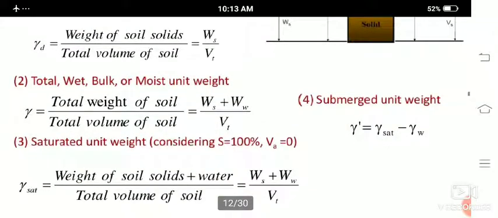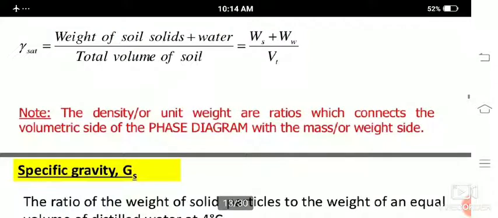In the same way, saturated unit weight is considered. For that also, weight of solids plus water divided by total volume. And submerged unit weight, gamma prime, is gamma sat minus gamma W, which will be giving you the densities and all those things. And this three-phase diagram consists of only the volumetric side, and even the mass and weight sides of a relationship.